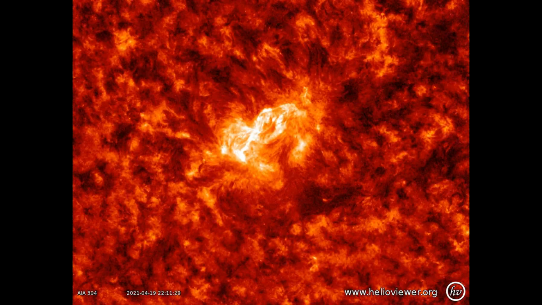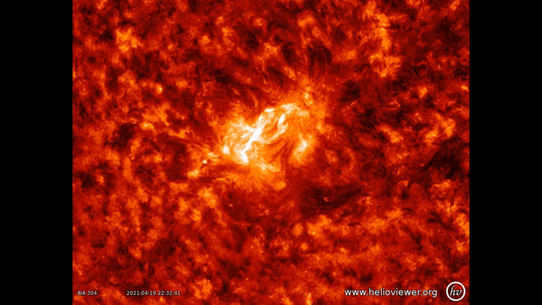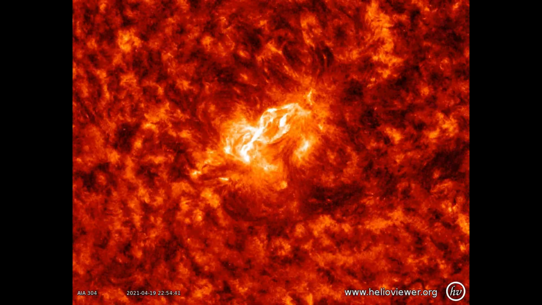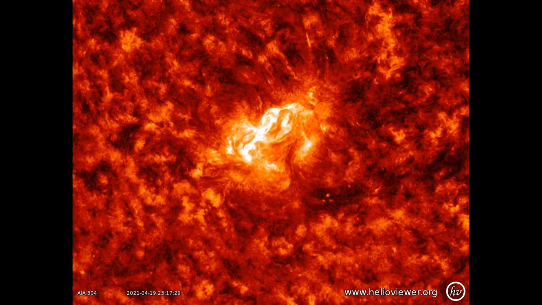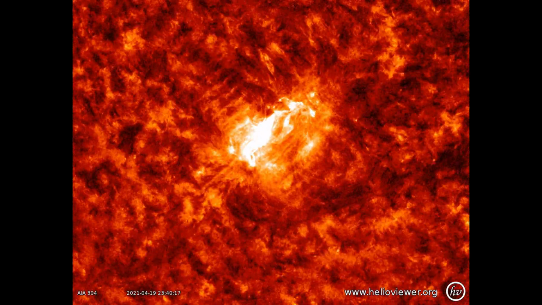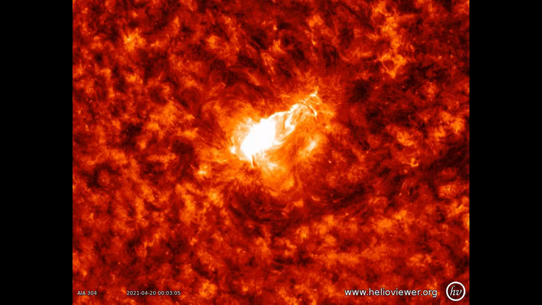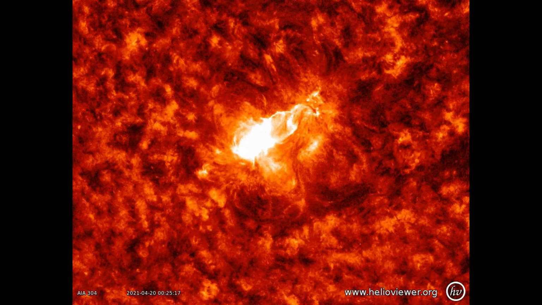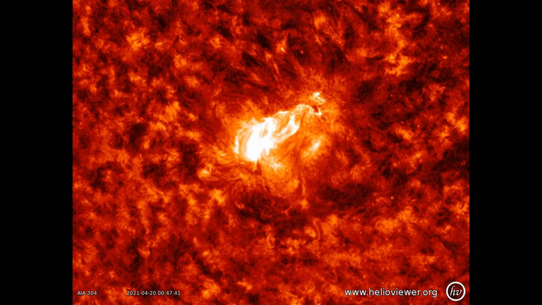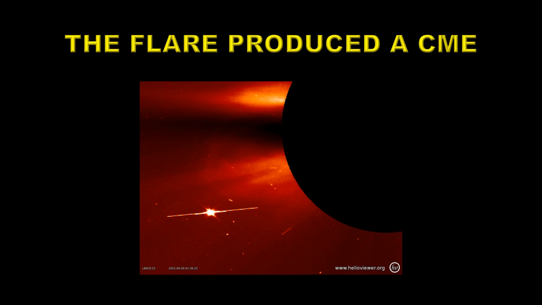Last but not least, we have the helium-2 304 channel, which is about 50,000 degrees Kelvin. The flare did produce a coronal mass ejection, and you can see some of the coronal loops that are moving out into interplanetary space here in the lower left of this image.